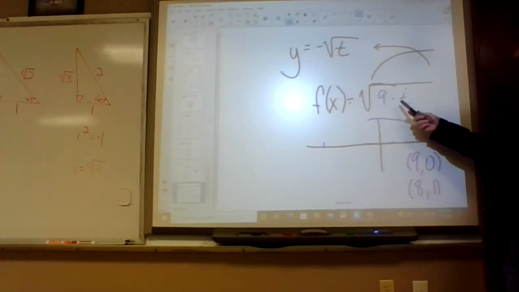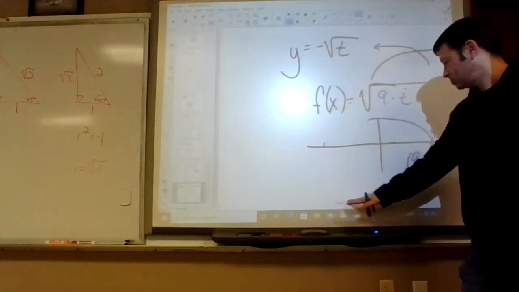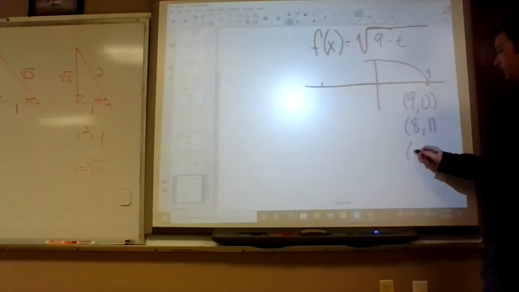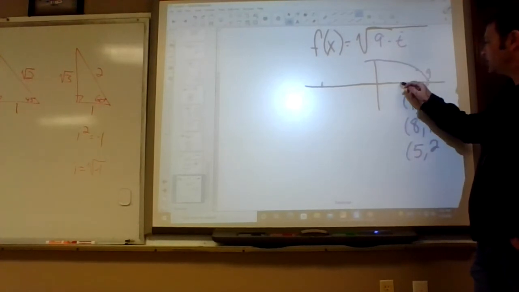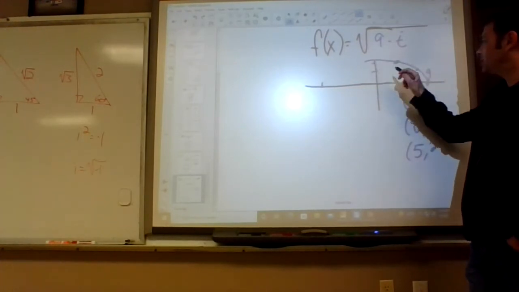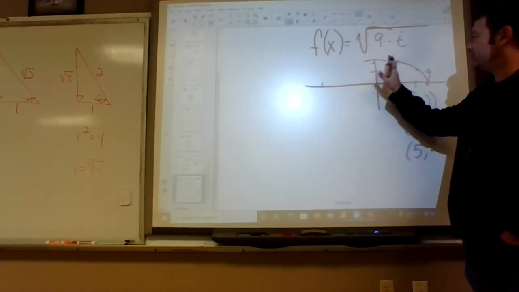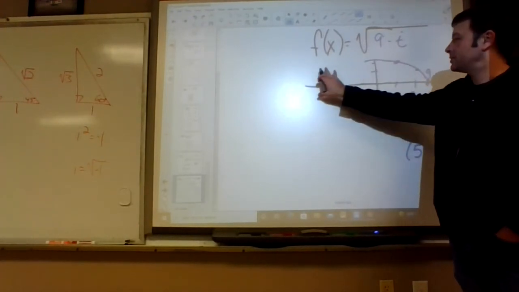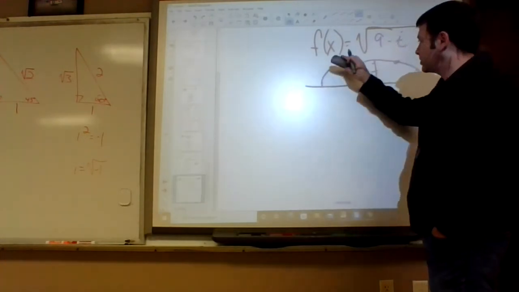And if I plug in 5, 9 minus 5 is 4, and the square root of 4 is 2. So if I plug in 5, I'll get 2. This just gives you an idea, something like that. Looks something like this. What I did wrong was I flipped it first and then moved it left 9, and I should have moved it left 9 and then flipped it second, I guess. Apparently that's how it has to work.